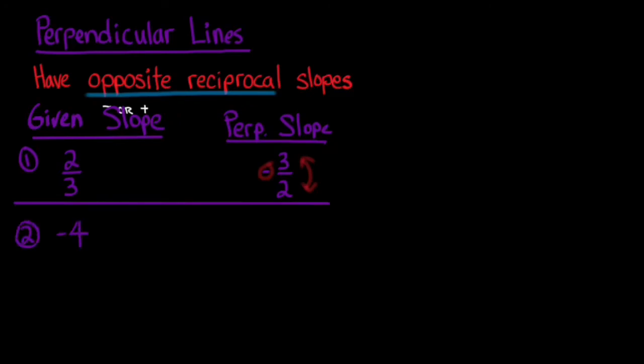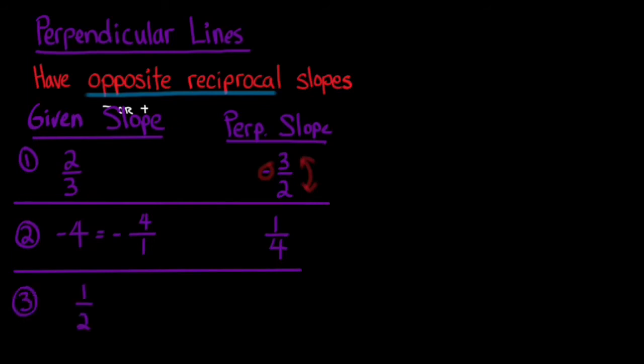Let's look at another one. If I have -4 as my slope, well, that's actually -4 over 1, right? Then opposite means it's going to be positive, and reciprocal means I have to flip it over. So it's going to be positive 1/4. Let's go ahead and check another. If I have 1/2, that's positive, so it's obviously going to be negative, and then -2 over 1 because I flipped it over, which is just -2. Opposite reciprocal.